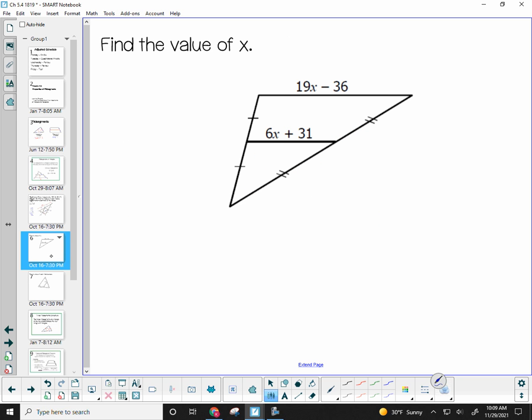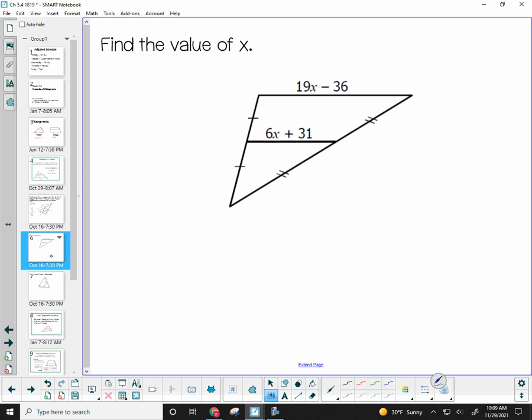All right, here's our next problem. We have to think about the relationship between the midsegment and the third side. There are two ways to write this problem and solve it. I like one way better than the other, but I'll show you both.